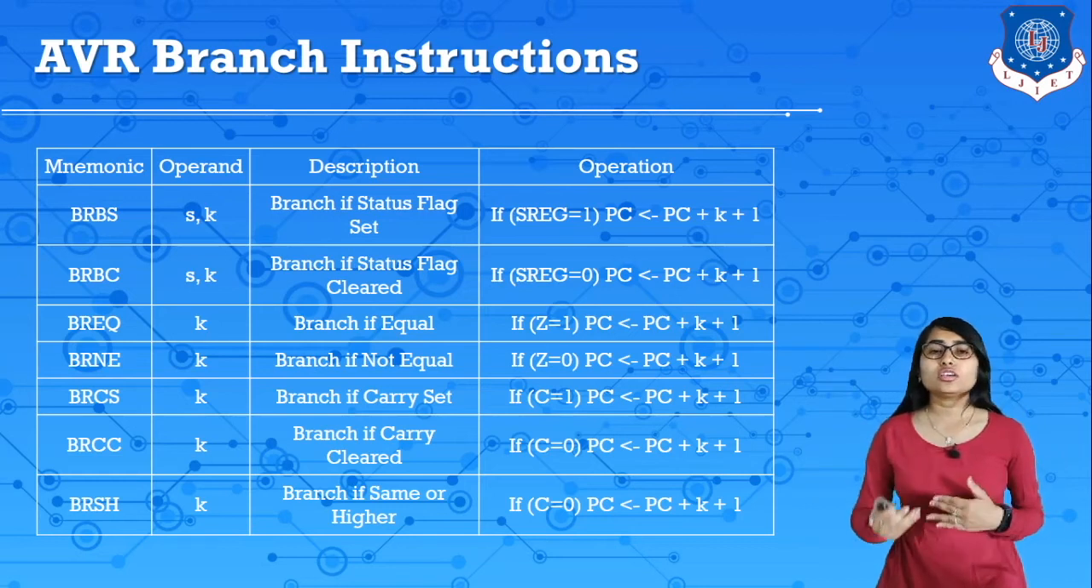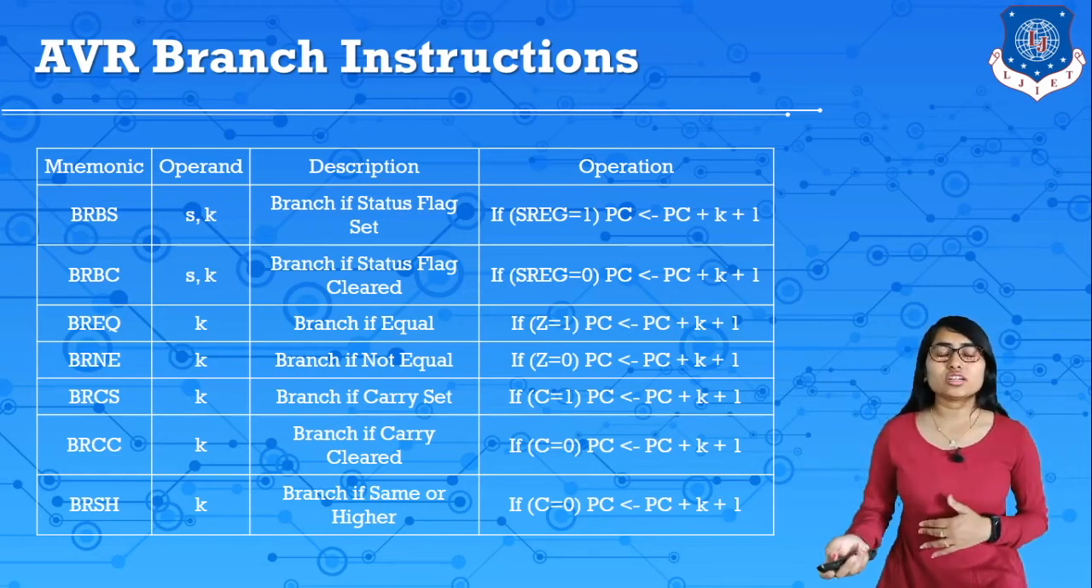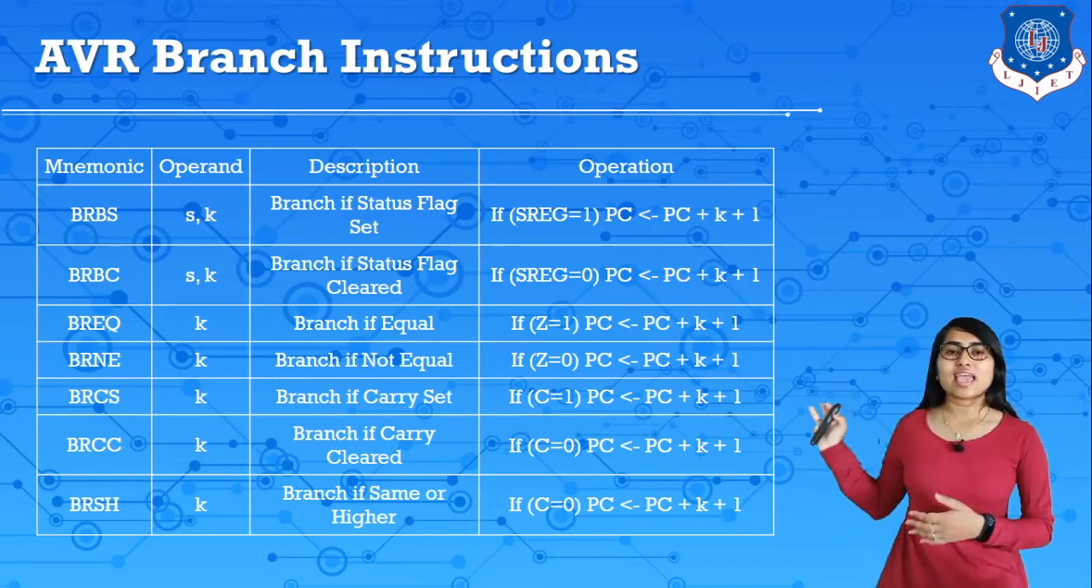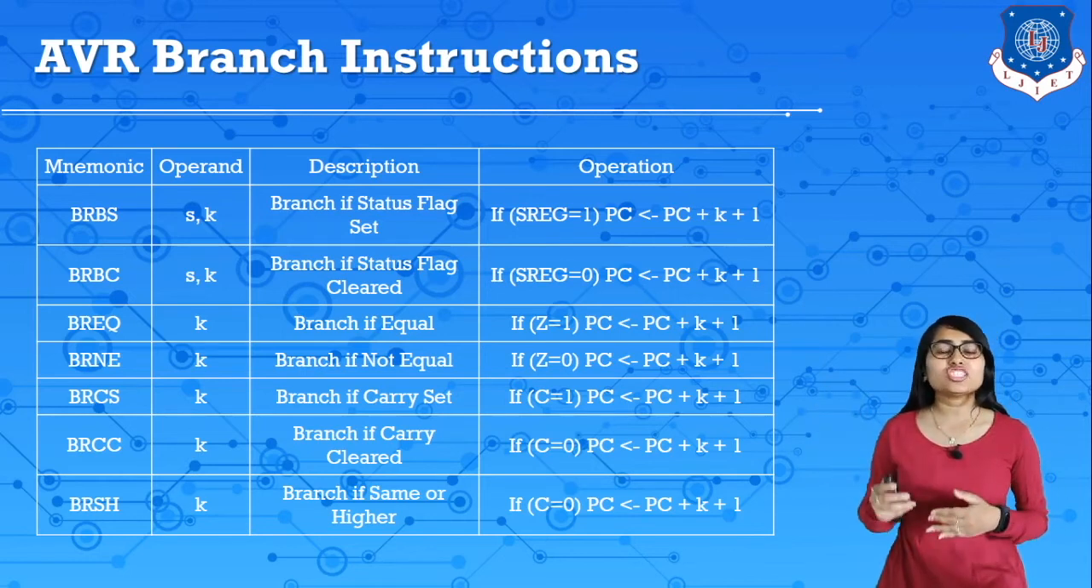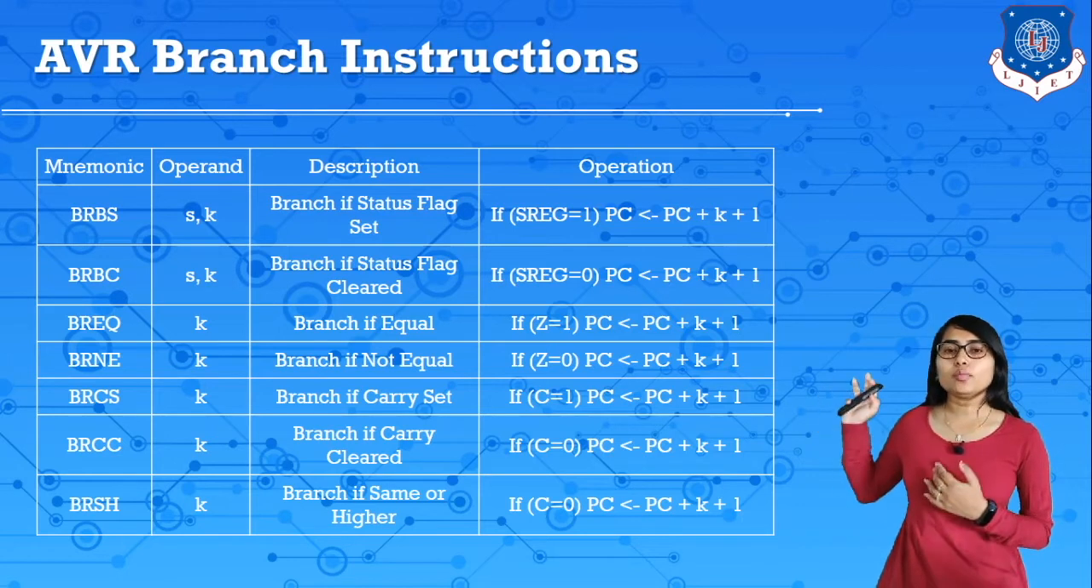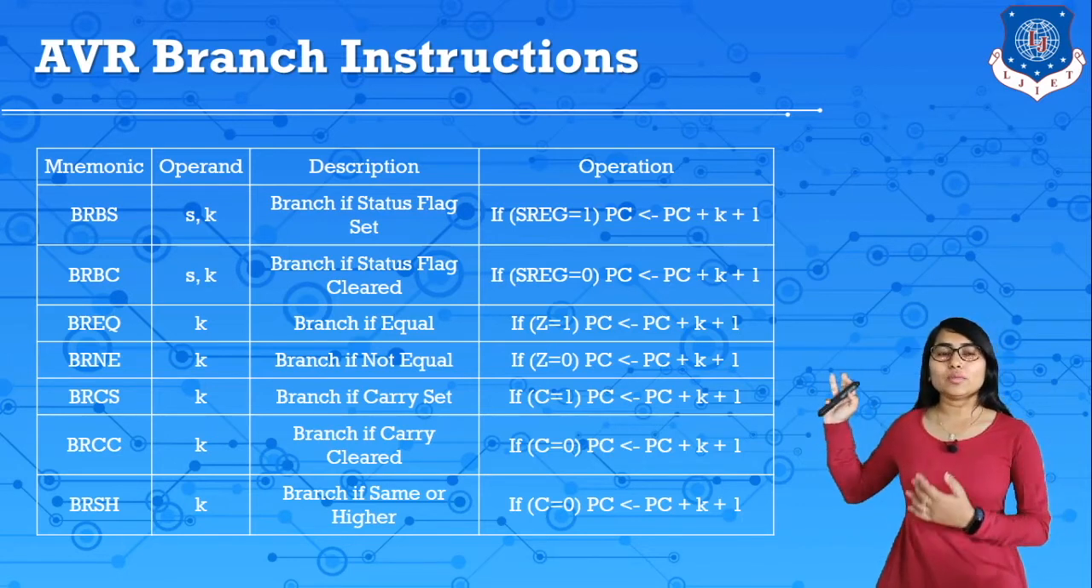Now if we want to jump when the status register bit is clear, this instruction is executed: BRBC. BRBC s, k means branch if the status register bit equals 0, then it will jump to program counter plus k plus 1.